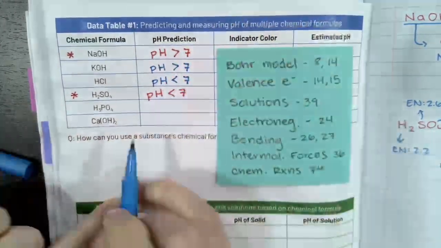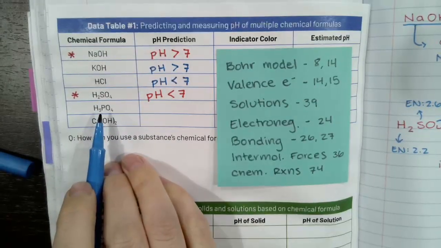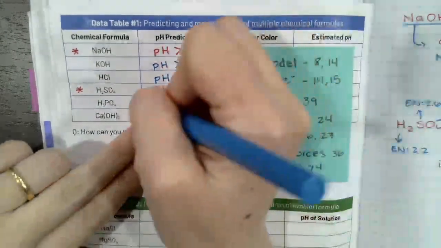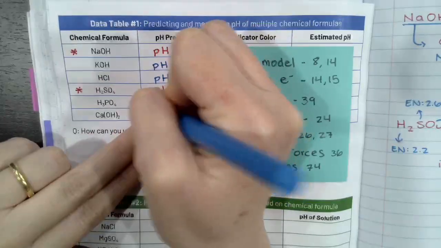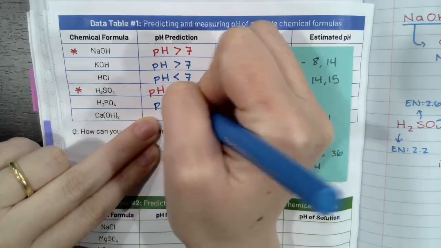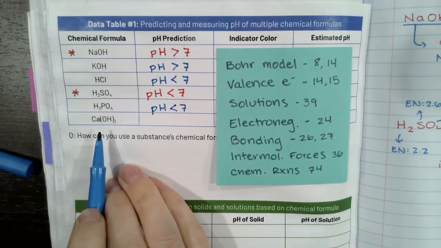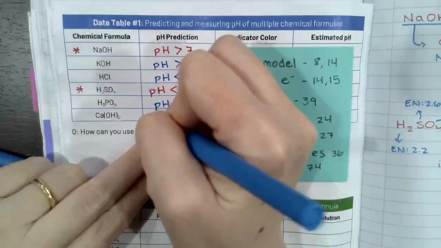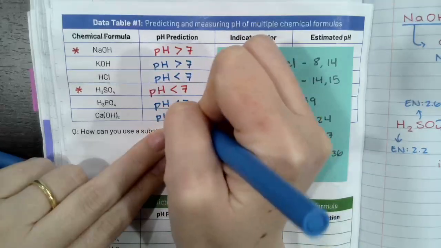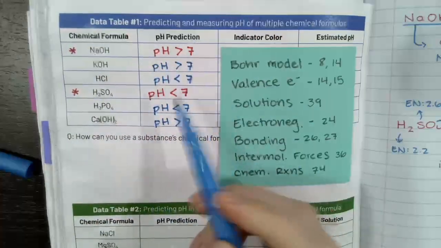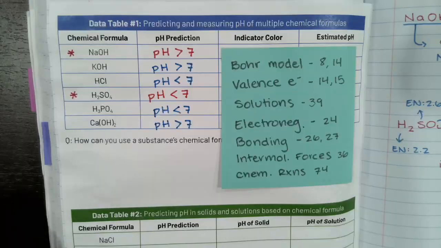How about my H3PO4 group? What do you think? Acid. Okay, so my pH is going to be less than 7. How about my calcium hydroxide group? Base, all right. pH is going to be greater than 7. And here's the thing. These are just predictions. We're going to try them out tomorrow. Now, I want to show you a special case.